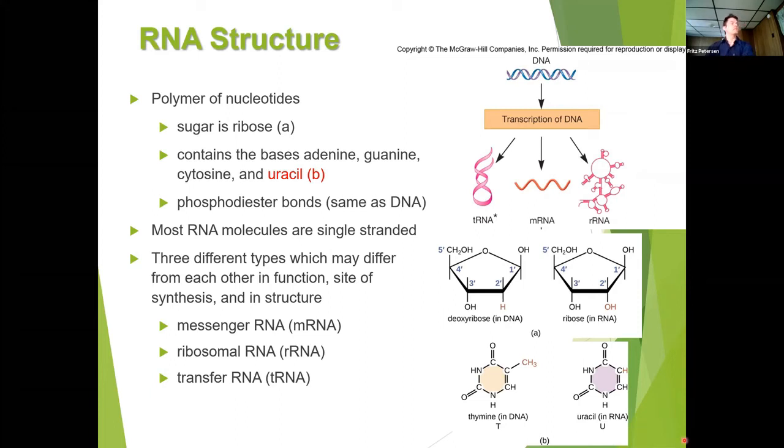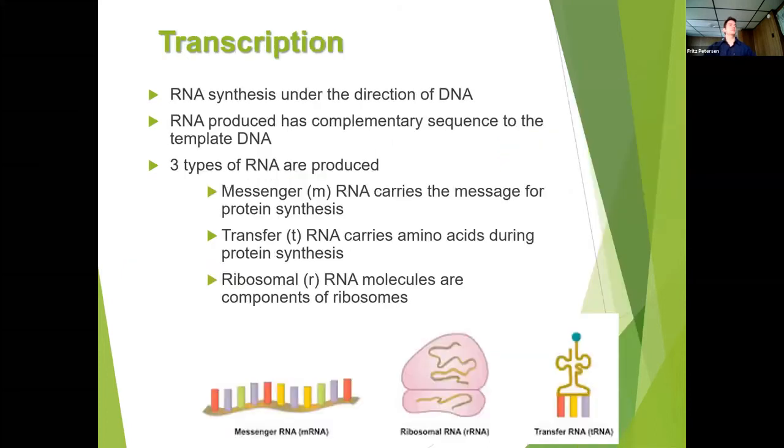And then there are three different types of RNA that differ from each other in function, synthesis, and structure. These are messenger RNA, mRNA, ribosomal RNA, or rRNA, and transfer RNA, or tRNA. We will be discussing these in more depth later in this lecture and in the next one.